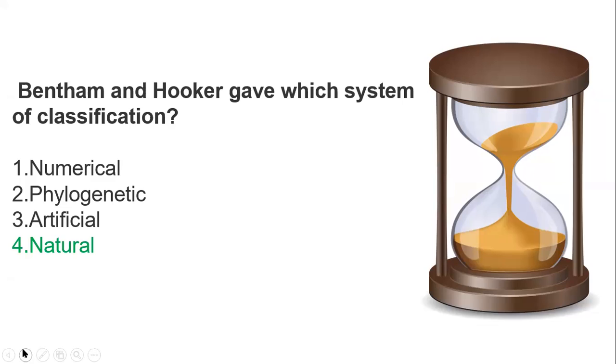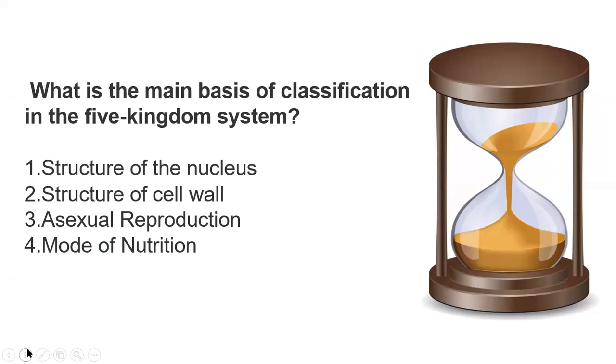Clear with that? So moving on to the next question: what is the main basis of classification in the five kingdom system? Structure of nucleus, cell wall, structure of cell wall, asexual reproduction, or mode of nutrition? Which is the main basis of classification in the five kingdom system?